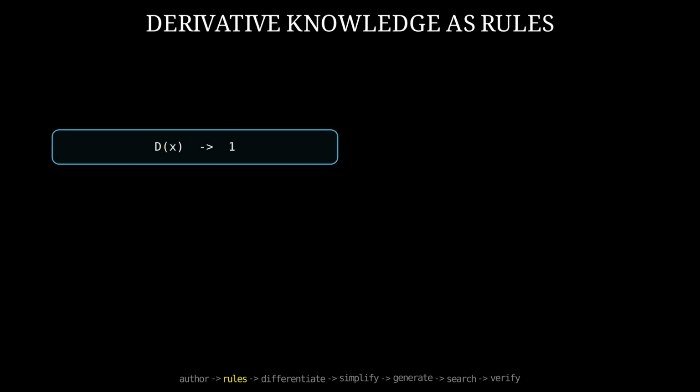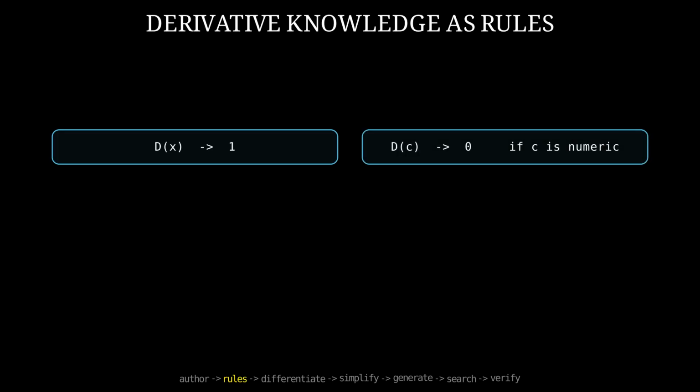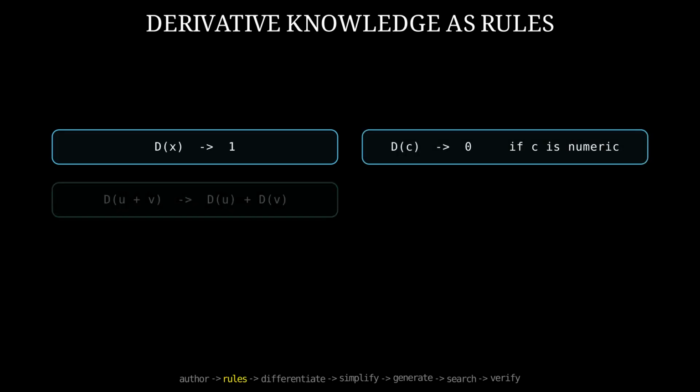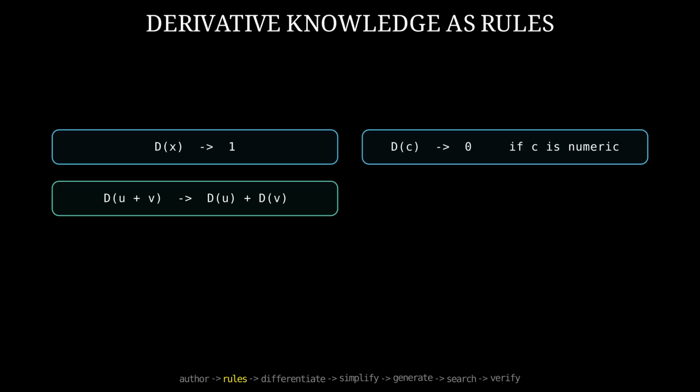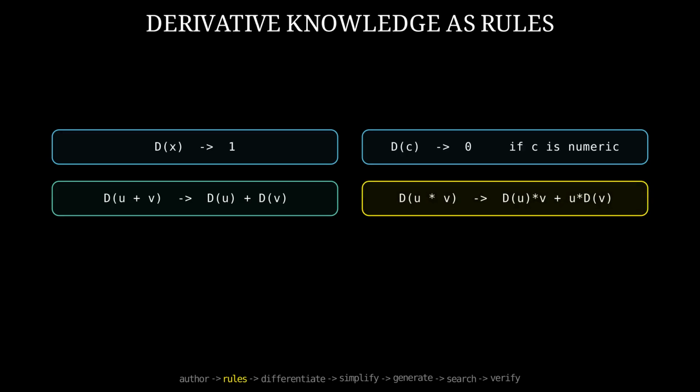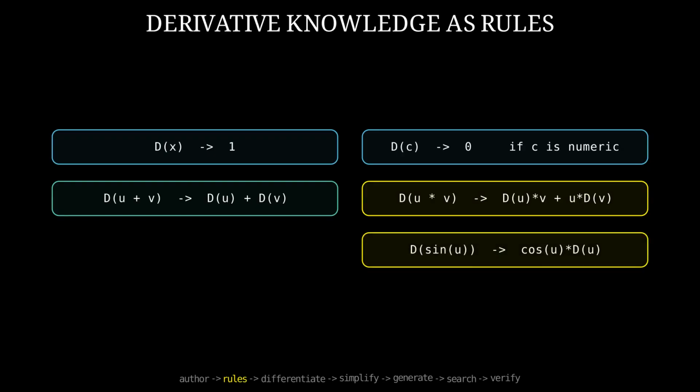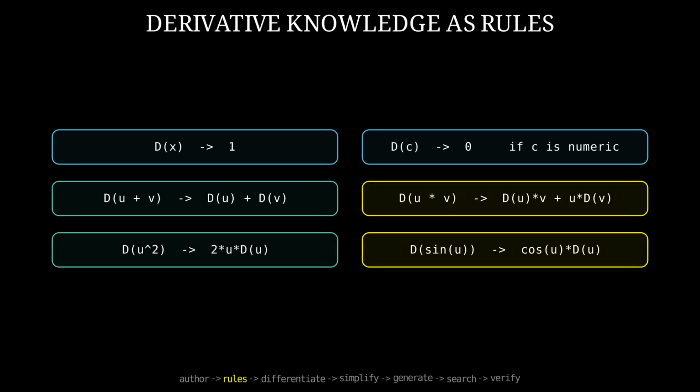The derivative of x is 1. The derivative of a numeric constant is 0. A sum produces two derivative children. A product produces two products. Sine produces cosine times the derivative of its argument. And a square produces 2 times its base times the derivative of that base.